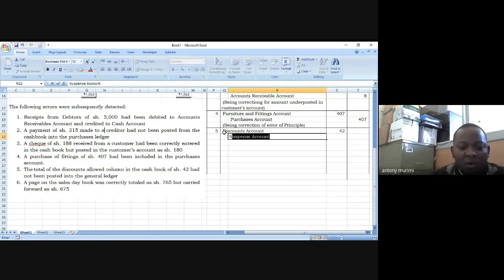And then to balance this off, since it's affecting the trial balance, we credit the suspense account with the amount of 42 shillings. Then we put the narration being correction of maybe a discount omitted. And we close that.